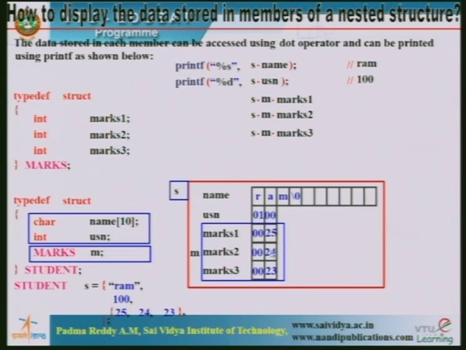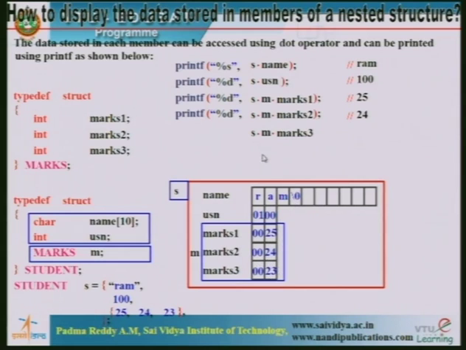Now here I have s dot m dot marks 1. When I say s dot m dot marks 1, what is the data I should read from the memory? 25. It is of type integer. So here I should use a %d. So s dot m dot marks 1 means 25, and 25 will be displayed onto the screen. What about 24? 24 can be accessed using s dot m dot marks 2. It is also of type integer. So here we use a %d. Now tell me what is the output we get here? Output will be 24.